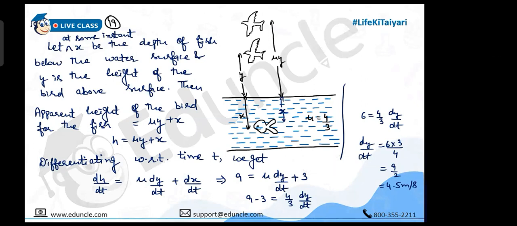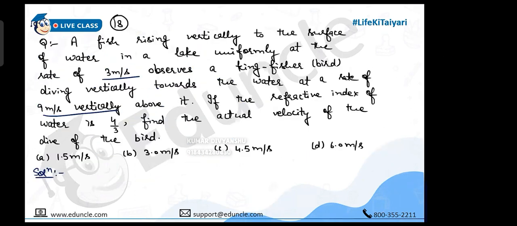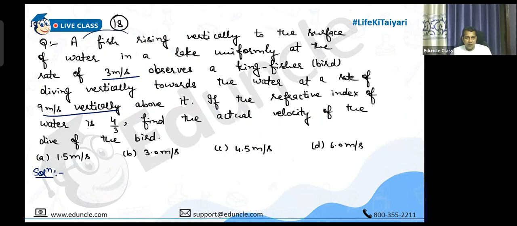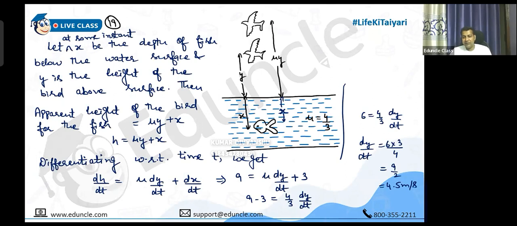So can you explain why dh by dt is equal to 9? This is the apparent height of the bird to the fish, no? And now read the question. The fish observes the bird to be diving towards it at 9 meter per second. So the rate of dive of the bird with respect to fish is given, no? That's why it should be dh by dt. And for the fish itself, it is 3. And this is the actual one, because y was the actual height of the bird. So the actual dive rate will be dy by dt. Okay? Clear? Yes, sir. Clear.